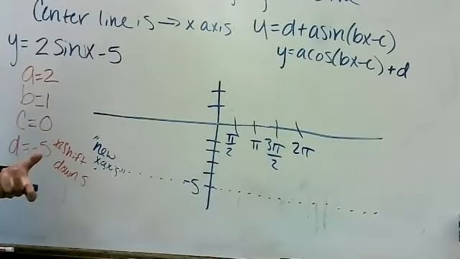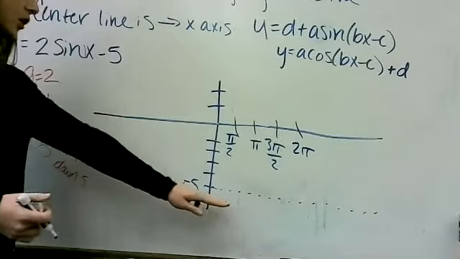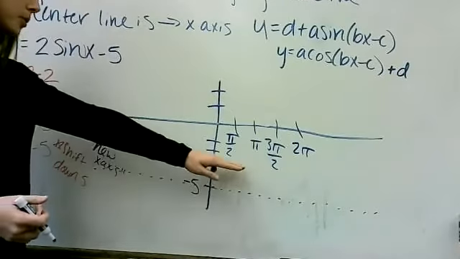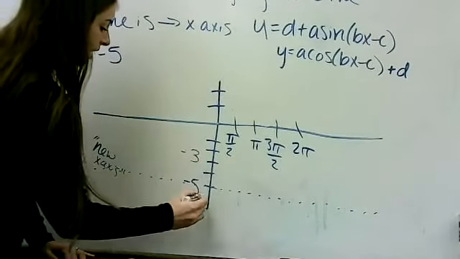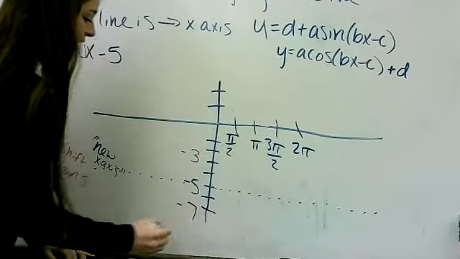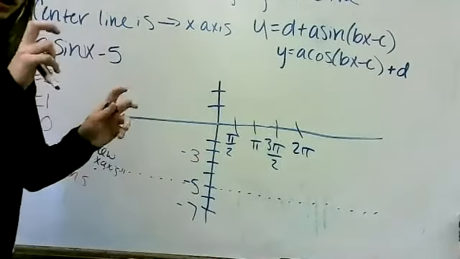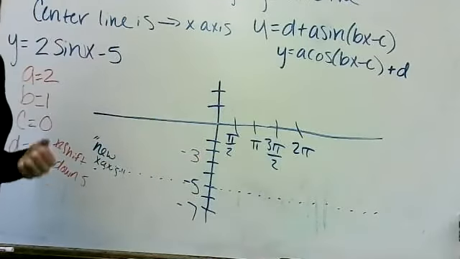However, our amplitude still stays the same. So I still have to use this line to go up to -3 and down to -7. So while our middle line might change, our amplitude does not.